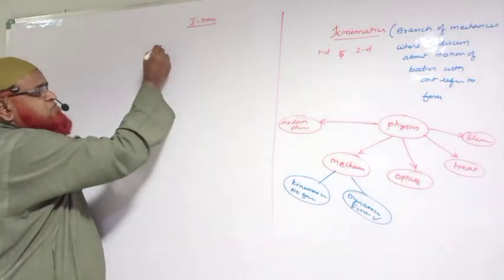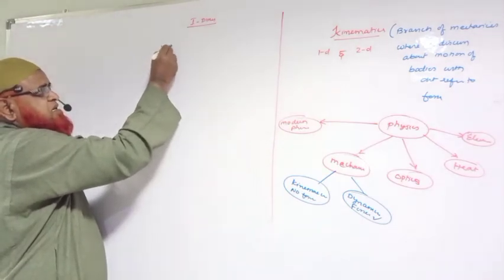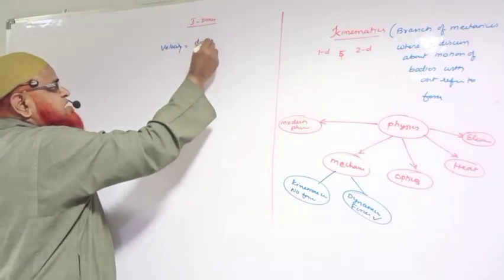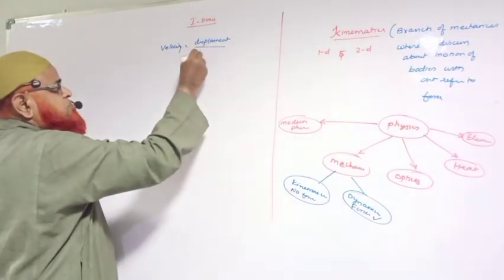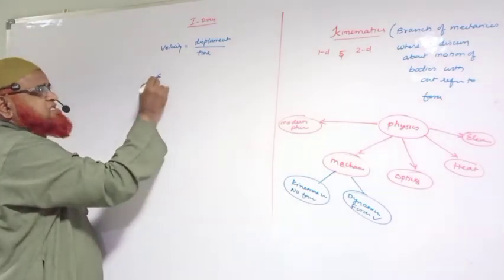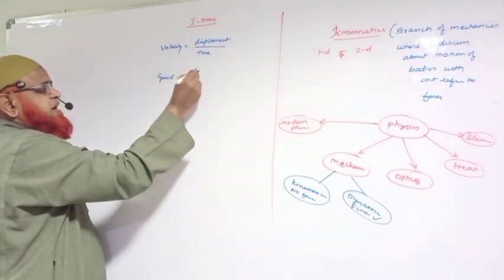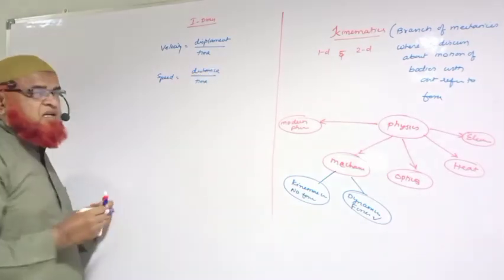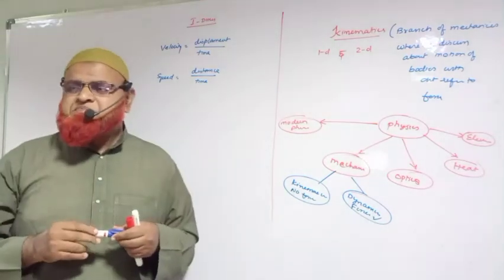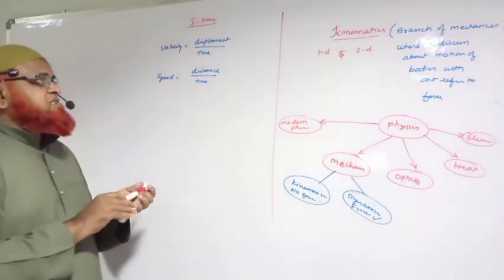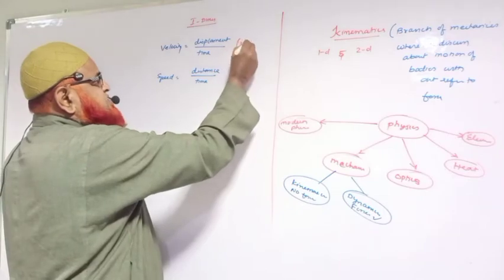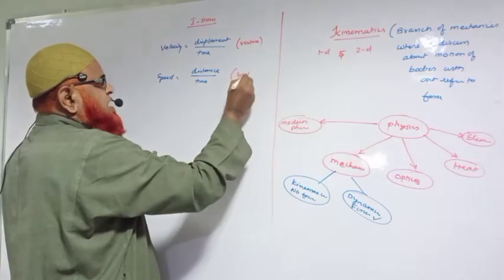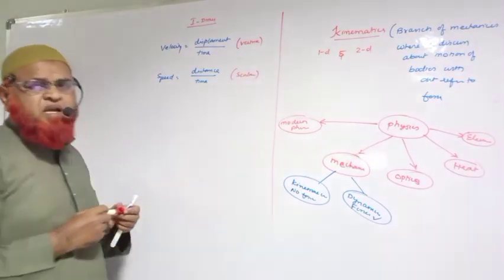You all know that there is one concept called velocity. Velocity is displacement by time. And you also know that speed is also present here. Speed is nothing but distance by time here. And you all know that velocity is referred to as a vector and speed is referred to as a scalar. Understand? Scalar.